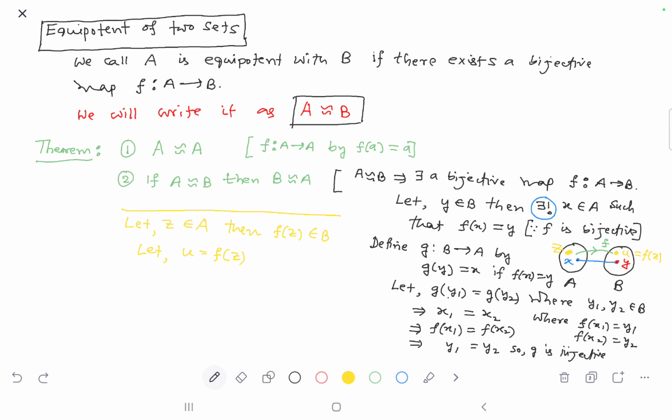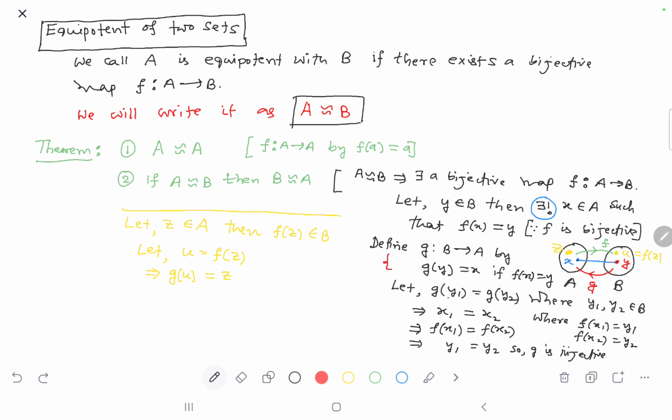Now, what will be g of u? g of u equals g, right? That's correct. So that is what we want. See, we took an element g here. We have a map from this side to this side that we call small g, and it's defined this way basically.